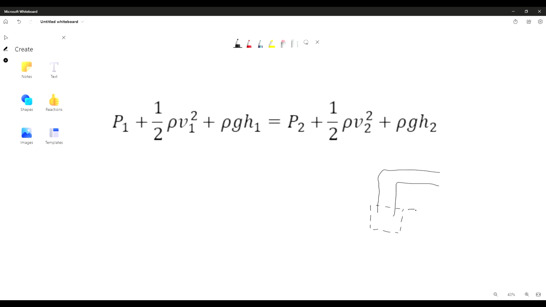So this is H1. We're going to say, make this H2. So this is our datum line. So this is 0. Of course, water's flowing down that way. We're going to make an assumption that delta H is very small. So we're going to approximate that as 0.